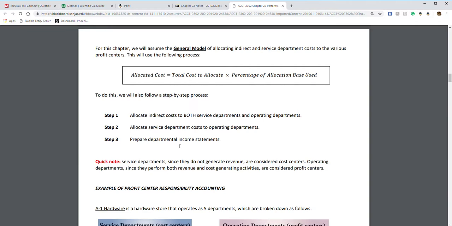Step 1. We're going to allocate indirect costs to both service departments and operating departments. Step 2. We're going to allocate service department costs to operating departments. Step 3. We're going to prepare that income statement for departmental. So, quick note here. We always have a quick note. Service departments, since they do not generate revenue, are considered cost centers. Operating departments, since they perform both revenue and cost generating activities, are our profit centers. Okay, so always gotta have the quick note.